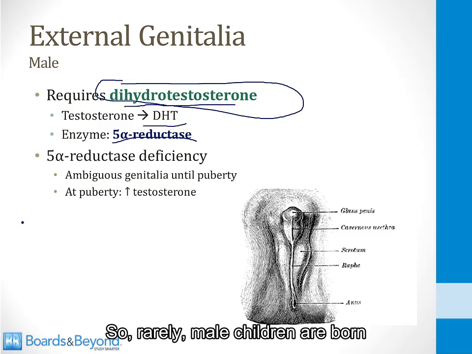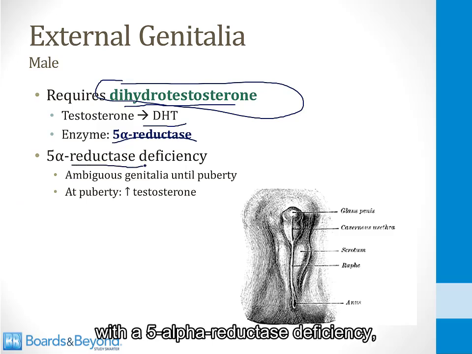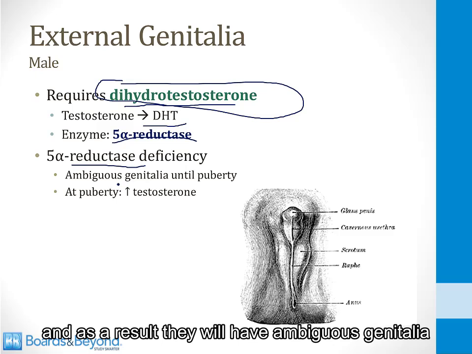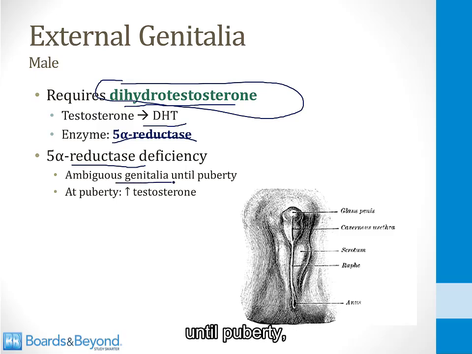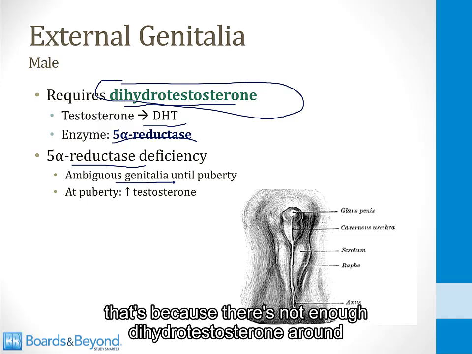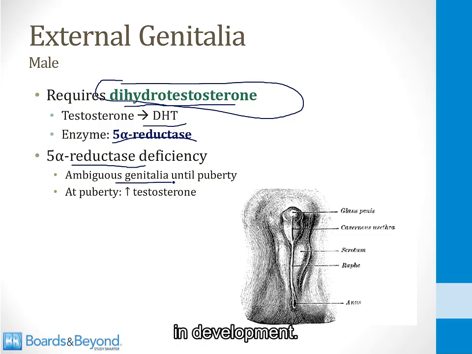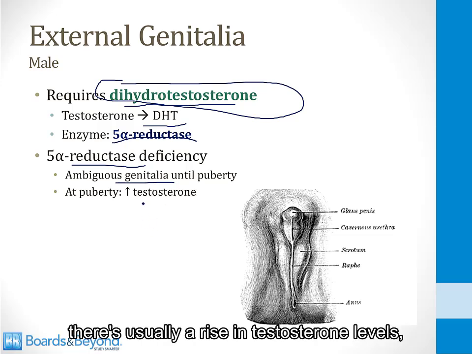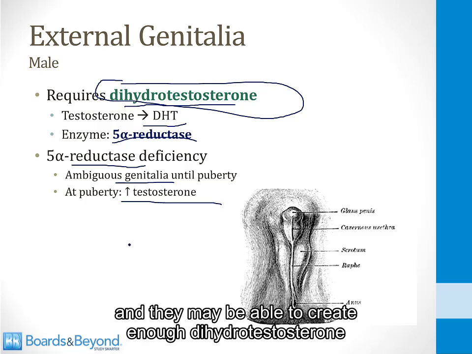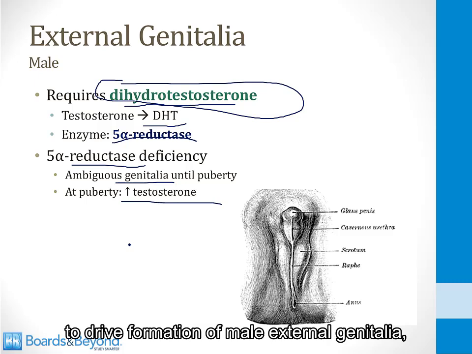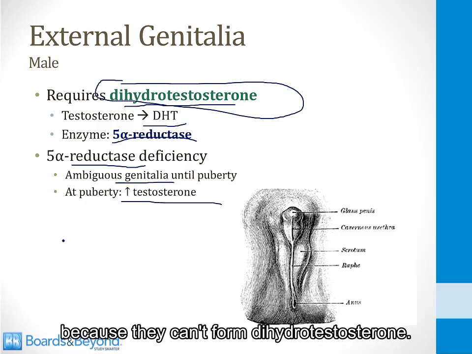So rarely, male children are born with a 5-alpha reductase deficiency, and as a result, they will have ambiguous genitalia until puberty. That's because there's not enough dihydrotestosterone around to drive formation of the male external genitalia in development. At puberty, there's usually a rise in testosterone levels, and they may be able to create enough dihydrotestosterone to drive formation of male external genitalia, but at birth, they have ambiguous genitalia because they can't form dihydrotestosterone.